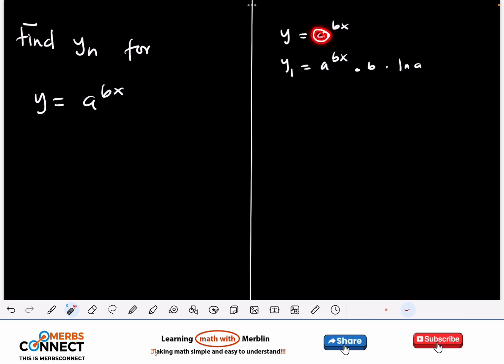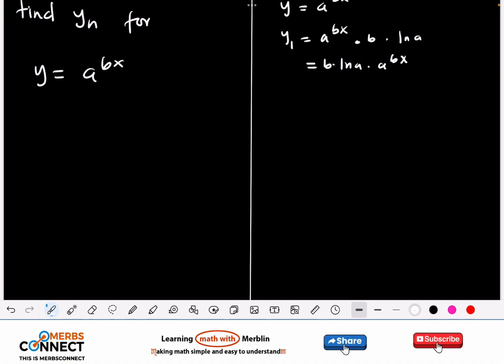Since the base is constant, maintain the function, multiply it by the derivative of the top times ln of the base. So this is going to give us b times ln a times a to the power bx. That will be the first derivative.